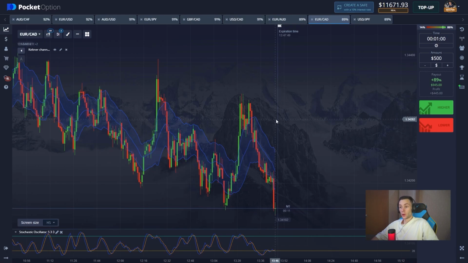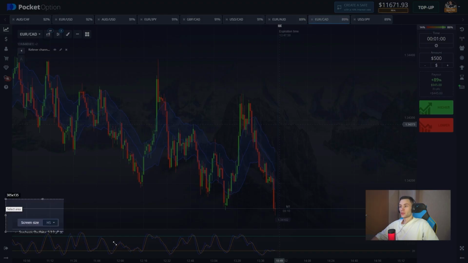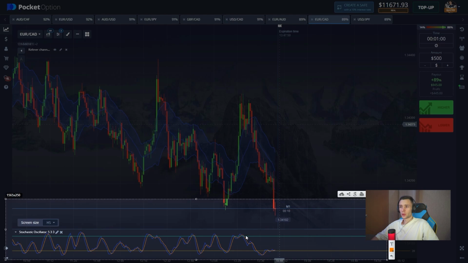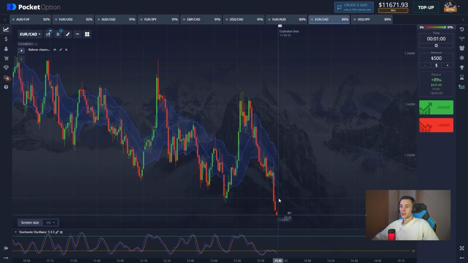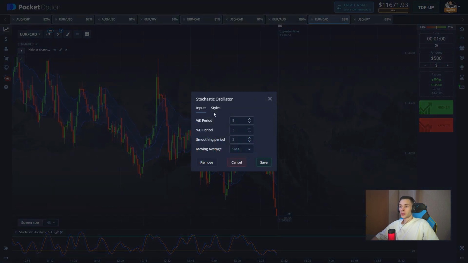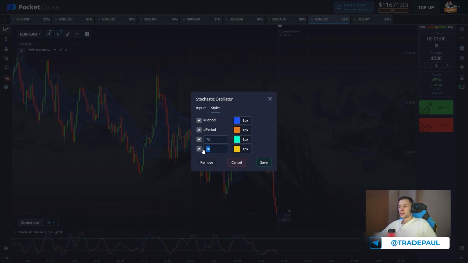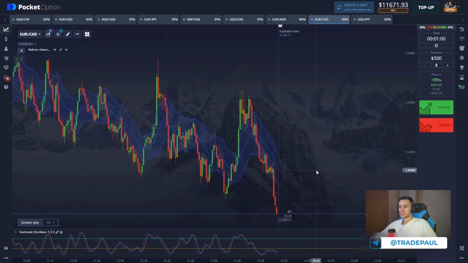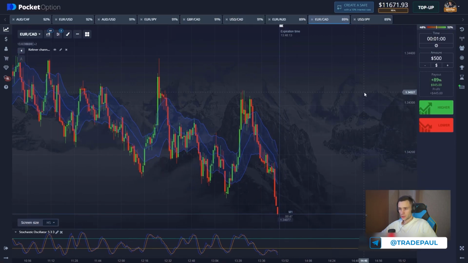The main signals for position entry are going to be the crossing of the overbought and the oversold zones, and let's set the overbought zone to 70 and the oversold one to 30. Basically our goal is to make a good profit today. So let's get started and find a better currency pair.